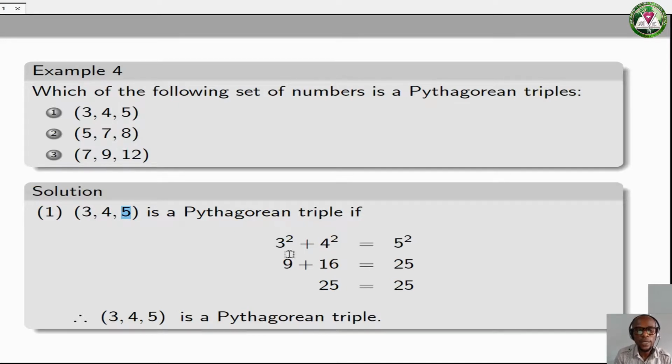So now 3 squared gives 9, that's 3 times 3 equals 9, plus 4 squared is 4 times 4, which is 16. On the right hand side, 5 squared is 25. Now let's sum 9 and 16. 9 plus 16 gives 25. And 25 equals 25, which is true mathematically. So therefore, the set of numbers 3, 4, and 5 is a Pythagorean triple.